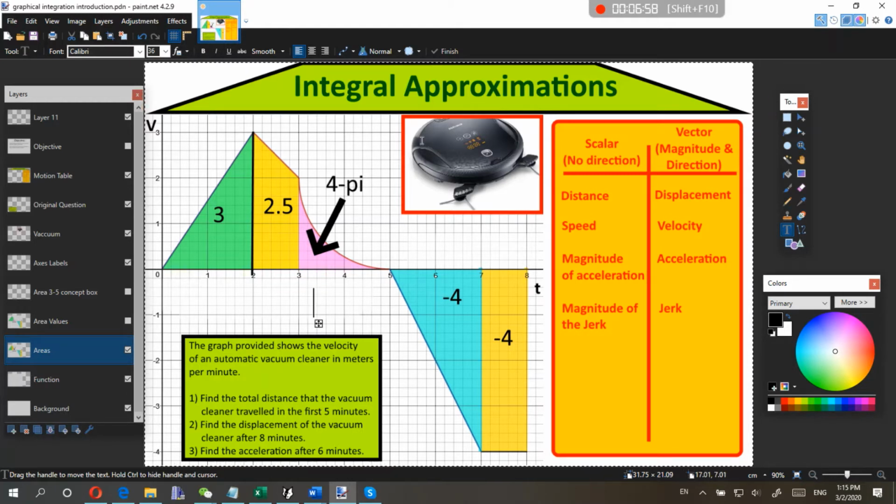Alright, so when we're getting these areas, we're multiplying our y times x. In that case, it's velocity for our y value and time for our x value. When we multiply velocity by time, we get displacement. So if I want to find the total distance the vacuum cleaner traveled in the first 5 minutes, I could add up these areas: 3 plus 2.5 plus 4 minus pi. That gives me 3 plus 6.5, or 9.5 minus pi, as my total distance in the first 5 minutes.